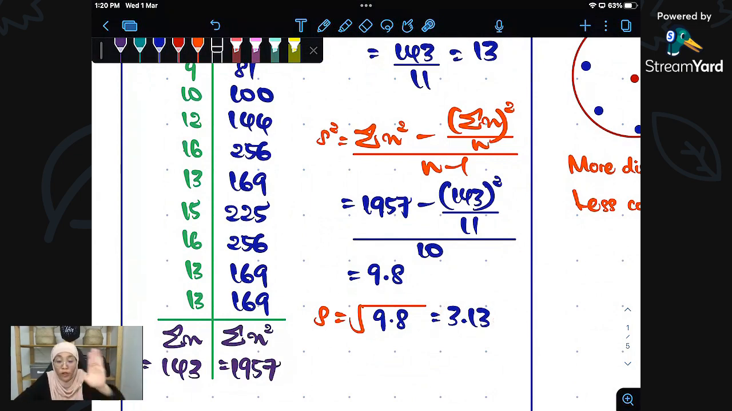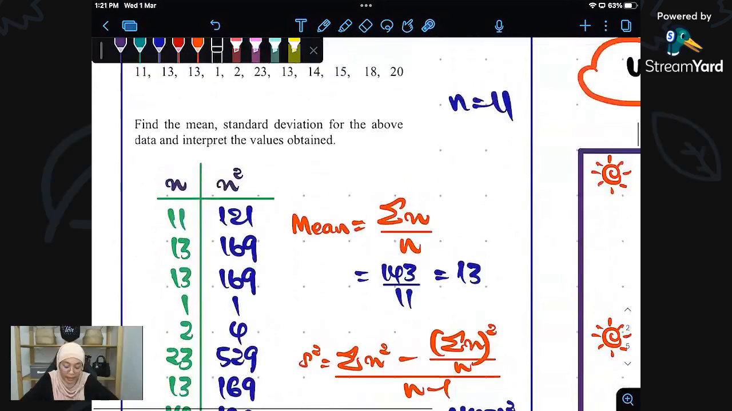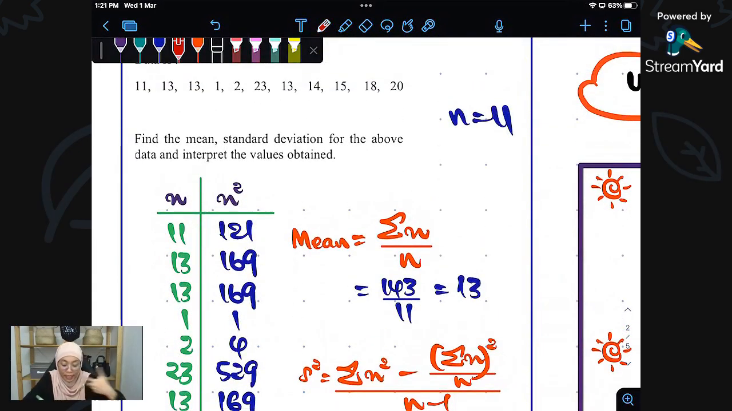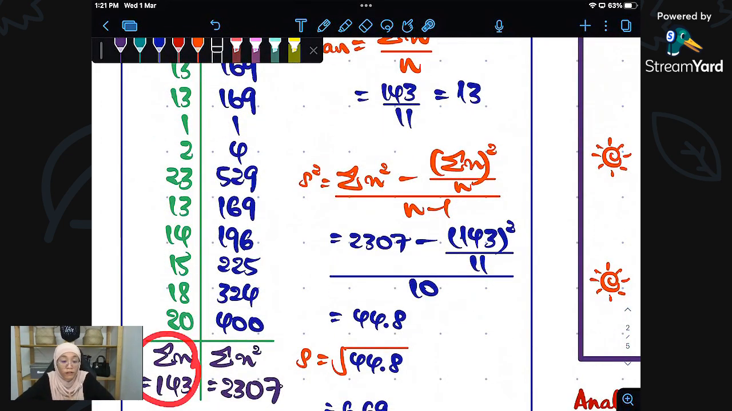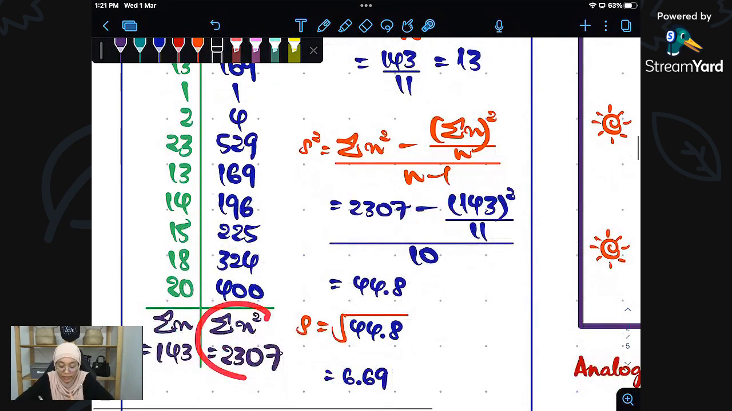Try to do it yourself. You can pause the video. And then here is my another data, which we call it as the data 2. Okay, so the data 2, same thing again, doing the table and then got the summation, which is 143 as well. But now the summation of x squared is different. Okay, the summation of x squared is 2307.